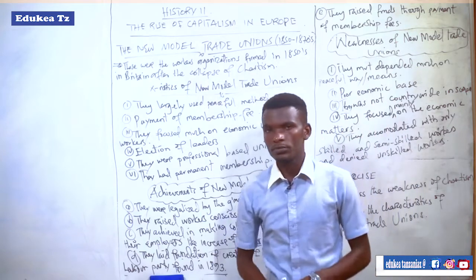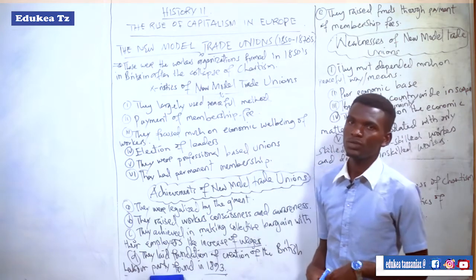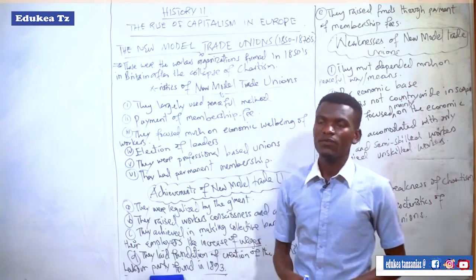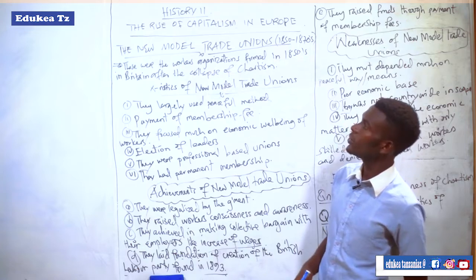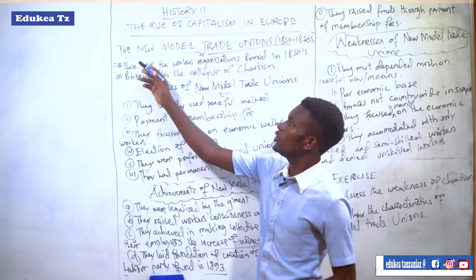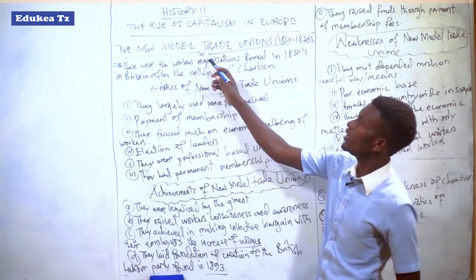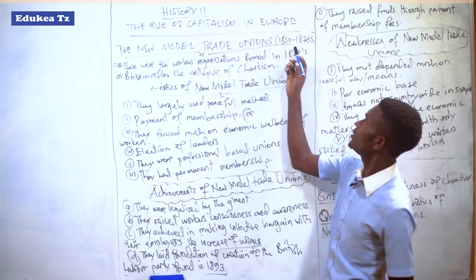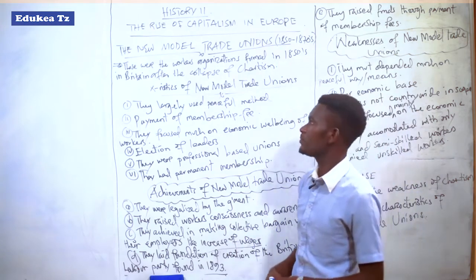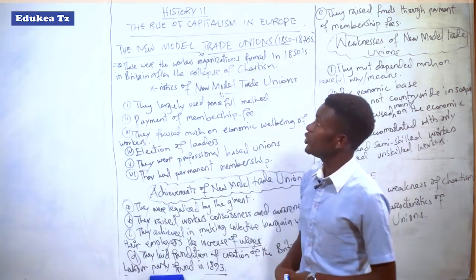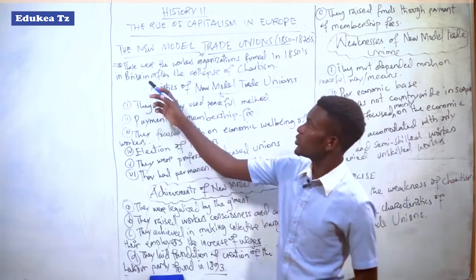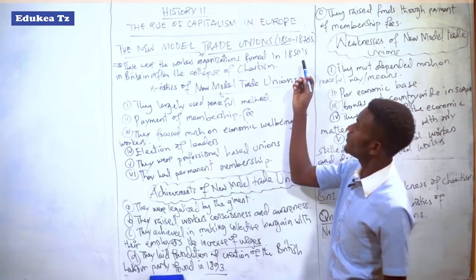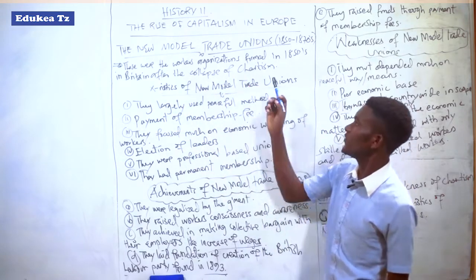In the last session, you remember that we ended on the achievements of the Chartist movement. So now let us go directly to the new model trade unions of 1850 to 1870. What are the new model trade unions? These were workers' organizations formed in the 1850s in Britain after the collapse of Chartism.